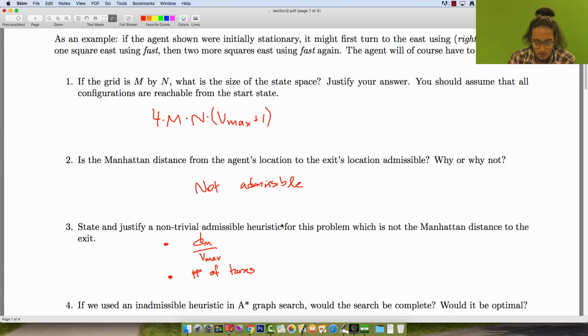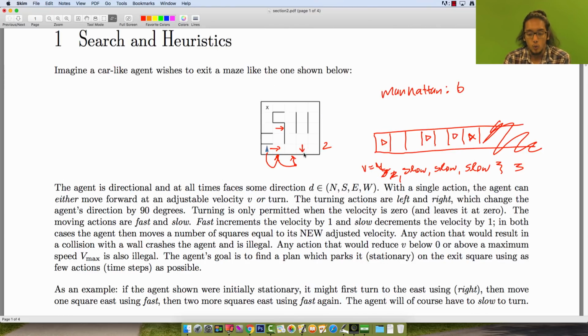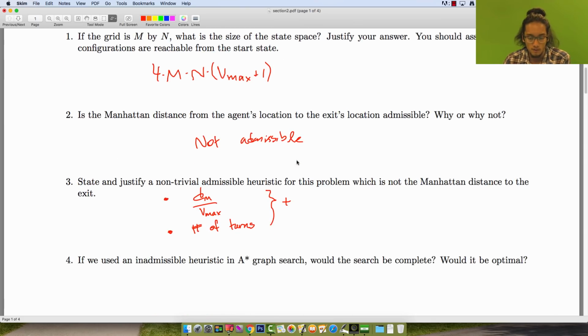In fact, one thing you could do, for this particular problem, is add both of these, and the result would also be admissible. Why? Because suppose that you are at this state, not only do you have to turn to face the goal, you also have to travel the distance. So those two quantities are disjoint, and you have to do both of them to reach the goal. So by adding them, it still remains an underestimate of the true distance. Note that this is not true in general. In general, adding two admissible heuristics is not necessarily going to maintain admissibility. But in this case, because of the structure of the problem, it happens to be true.